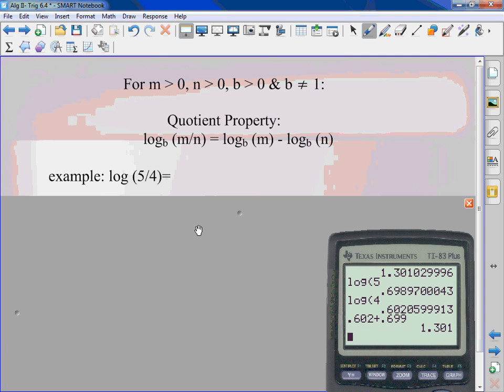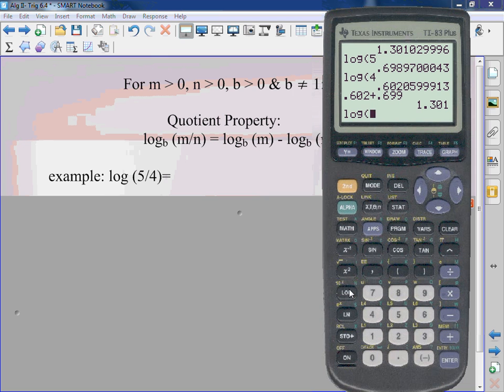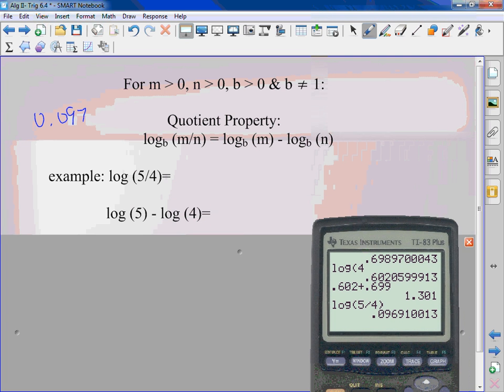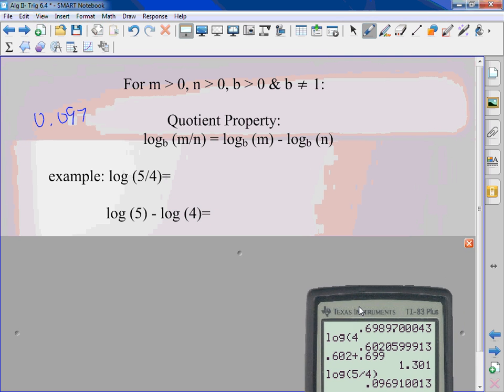For example, I have the log of 5 divided by 4. We treat it just like exponents. When you divide, you subtract. Now, if I take the log of 5 divided by 4, it's 0.097. This just means the log of 5 minus the log of 4.